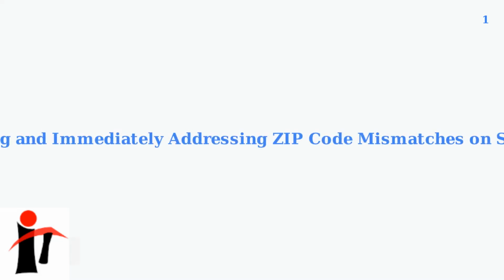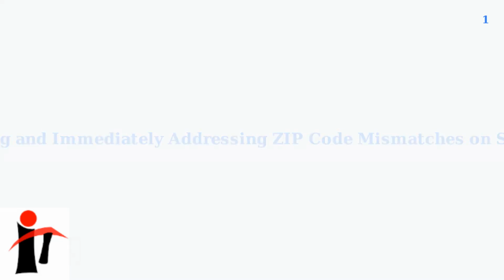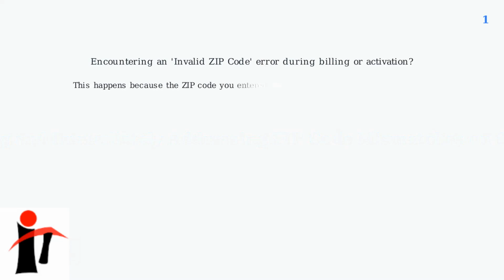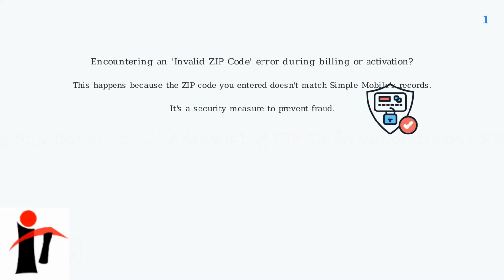Understanding and immediately addressing zip code mismatches on Simple Mobile. Encountering an invalid zip code error during Simple Mobile billing or activation happens because the zip code you entered doesn't match what Simple Mobile or your payment processor has on file. It's a security measure to prevent fraud.